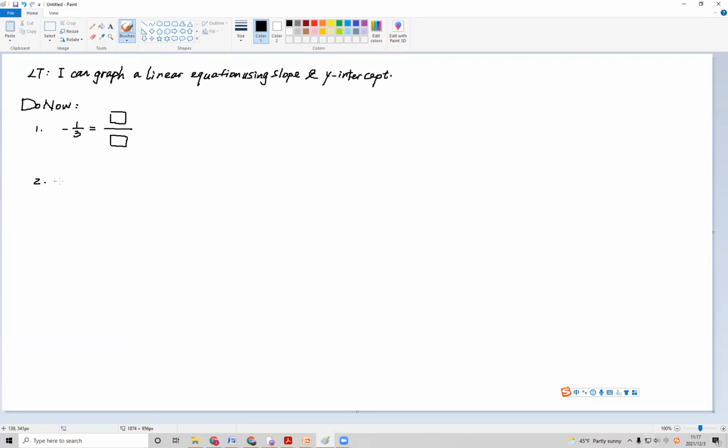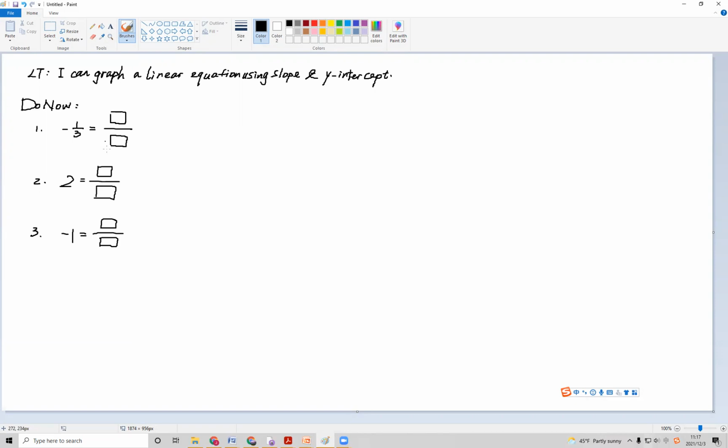Second one, rewrite number 2 into a fraction, numerator over denominator. Number 3, rewrite -1 into a numerator over a denominator. Okay, so these are three questions I want you to think about first. You may pause the video and try to fill in the blanks.